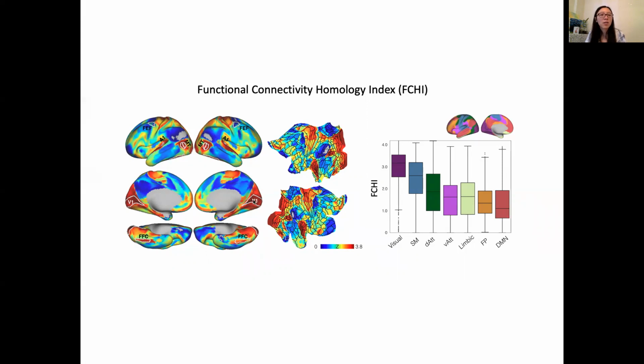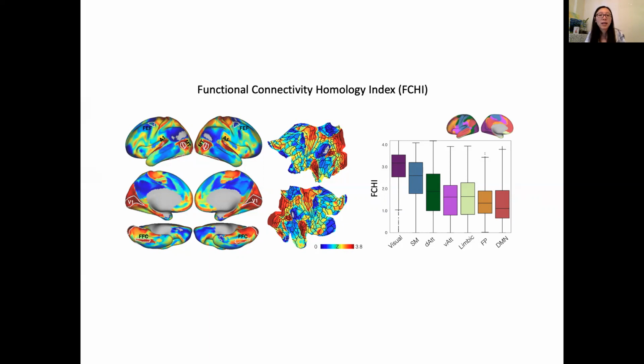For example, V1, MT, the primary auditory regions, and the FFA regions, even though the FFA is not included in our landmark sets. One thing we noticed is that the TPJ, temporoparietal junction, has a 0 index, which indicates that we cannot even find a similar functional gradient in macaque as compared to human. This is consistent with the literature, as many studies suggest that human TPJ might not exist in macaque.